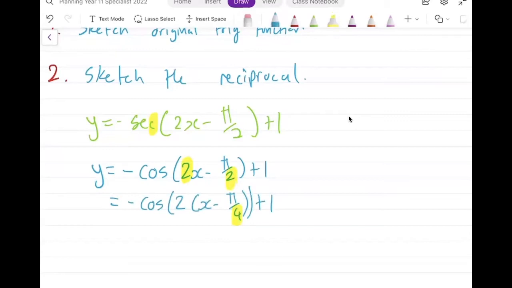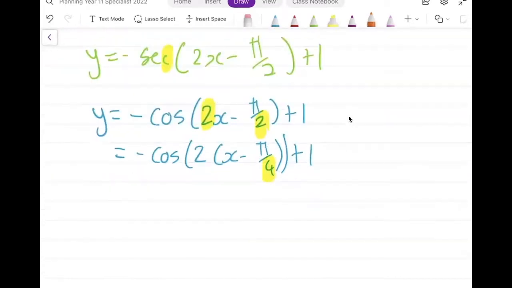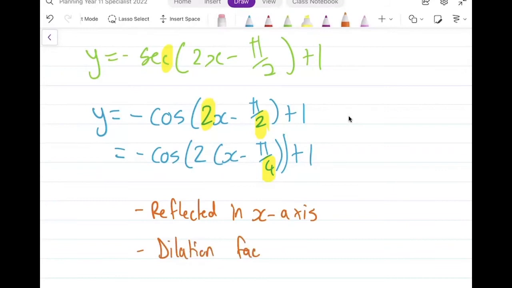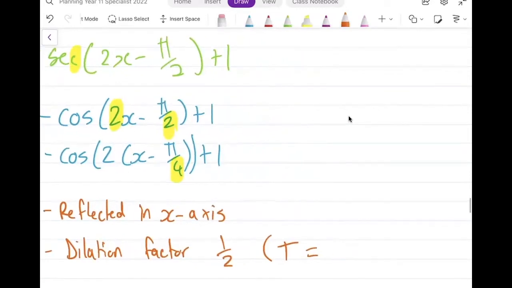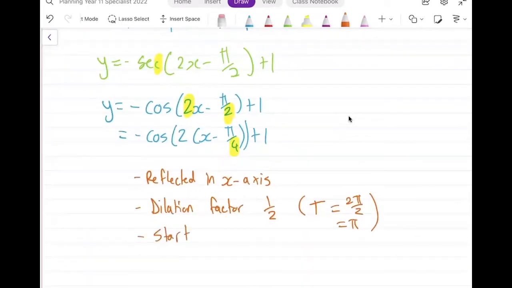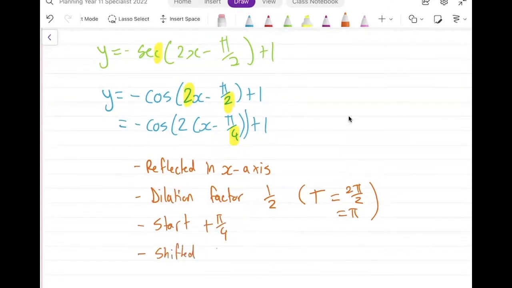So if I describe the transformations, which this question does ask for, I'm just going to do it for a cos function. It's the exact same for our reciprocal. I have been reflected in the x-axis. Dilation factor in this case is a half, because it's 1 over 2, which basically means that my period T is equal to 2 pi over 2, which equals just pi. It's going to be shifted plus 1 in the y direction, and I've written it's going to start at plus pi on 4, but that means it is shifted to the right, positive pi on 4, just to use the technical terms.